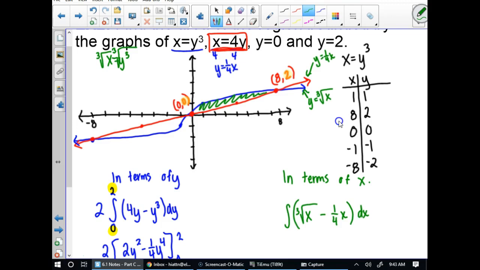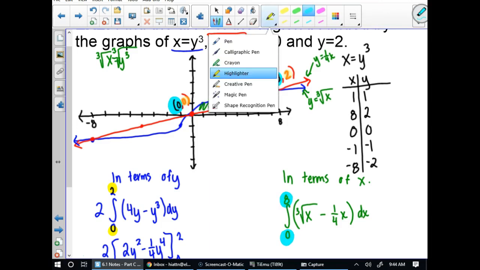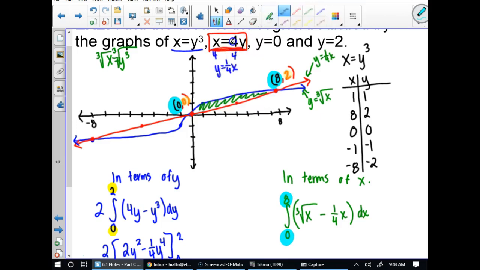Now, on this one, what would our limits of integration be? 0 to 8. So here you can see we are using those x coordinates for our limits of integration. And we would also, on this one, put a 2 out front, because we're going to double whatever we get. And I am not going to go ahead and integrate all that.